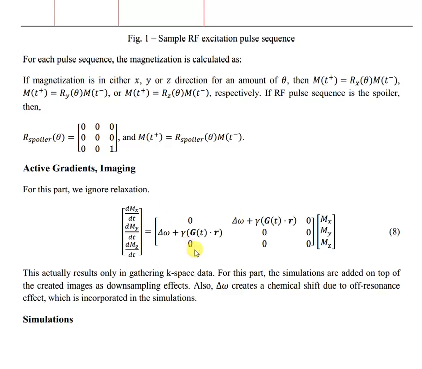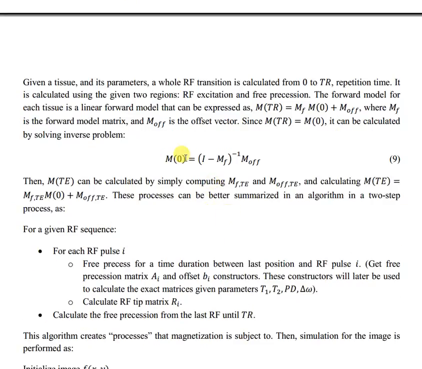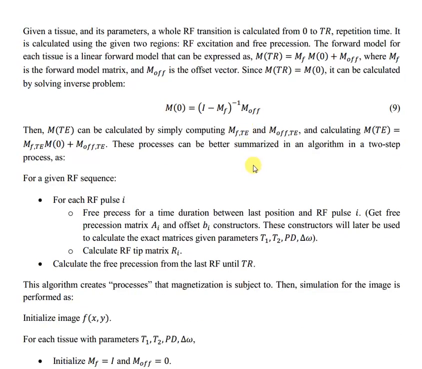But the delta omega here also creates a chemical shift due to off-resonant effects, which I have incorporated in the simulations. For the simulations, I've just used this linear forward model. There's an MF forward model times the initial magnetization and an offset. This is equal to MTR, and MTR is equal to M0. So by solving this inverse relation, we can get the magnetization that we want.